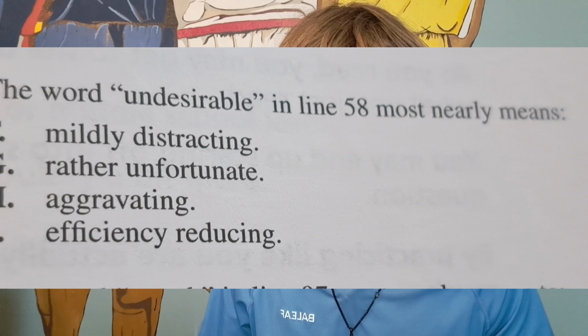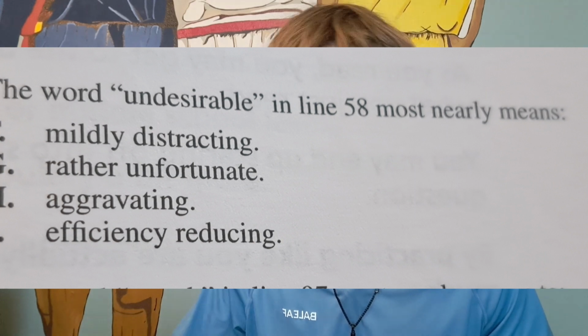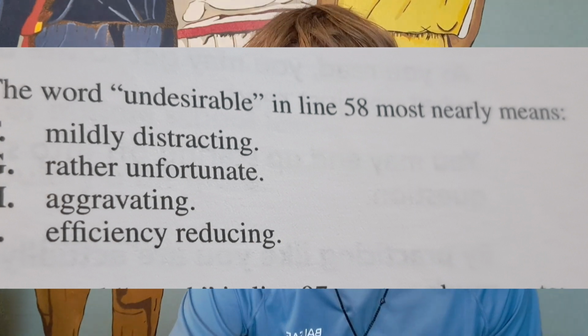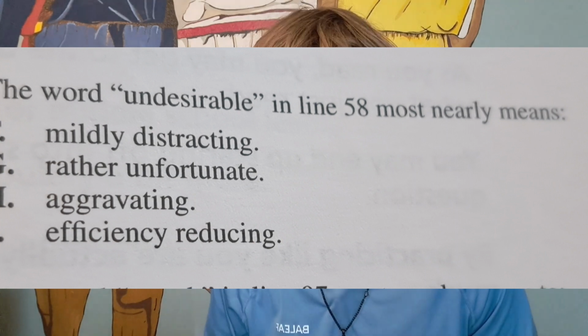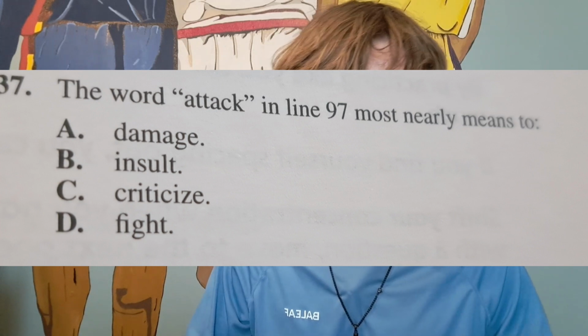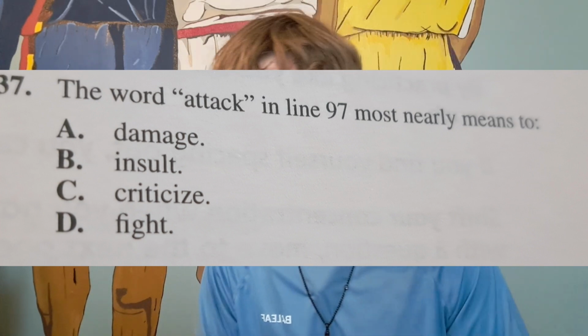But also, let me try to say it. The word undersuitable, in line 58, most nearly means mildly distracting, rather unfortunate, aggravating, efficiency reducing. Stuff like that. Point out the line to look at, try to find the sentence that matches it the best. And then the word attack in 97 most nearly means to damage, insult, criticize, fight.